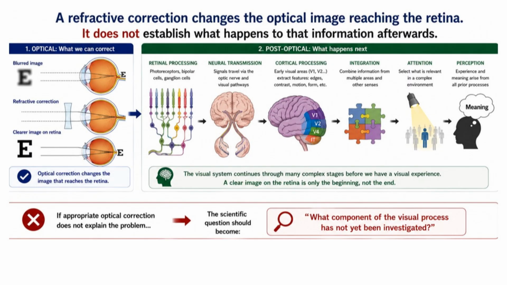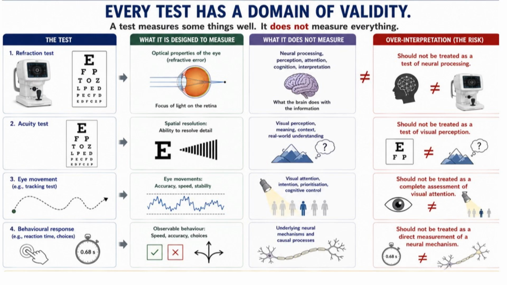The real scientific issue. This brings us back to both the scientific method and evidence-based medicine. Every test has a domain of validity. A test designed to measure refractive error should not automatically be treated as a test of neural processing. A test of acuity should not automatically be treated as a test of visual perception. A measure of eye movement should not automatically be treated as a complete assessment of visual attention. And a behavioral response should not automatically be treated as a direct measurement of a neural mechanism.